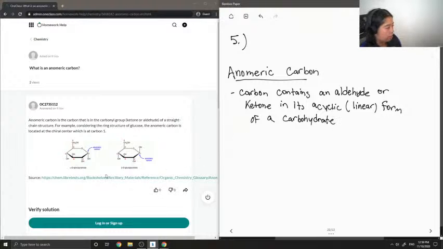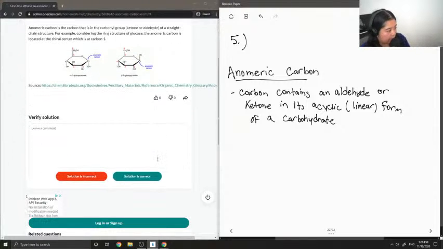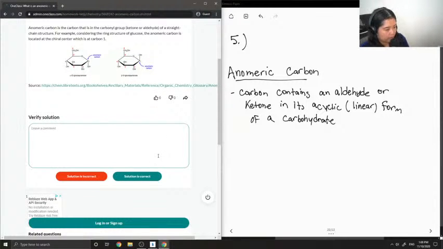So let's see what our junior tutor said. Anomeric carbon is the carbon that is in the carbonyl group, so ketone or aldehyde, of a straight chain structure. For example, considering the ring of glucose, the anomeric carbon is located at the chiral center, which is at carbon 1. Okay, so here they labeled where the anomeric carbon would be in its cyclic form. So this solution is correct.